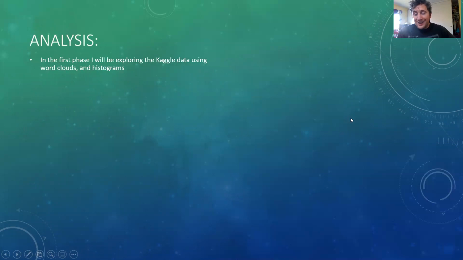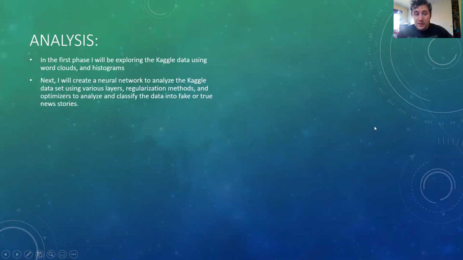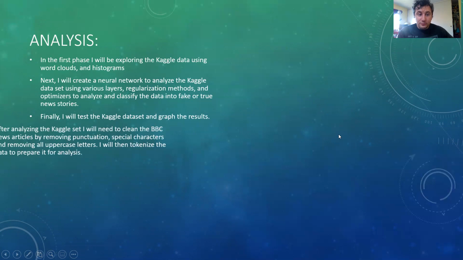In order to analyze the data, I'm going to be taking the Kaggle data set and first exploring the data using word clouds, histograms, and other kinds of graphs. I'll then be creating a neural network using Keras with various layers, regularization methods, and optimizers to run the data through. And then I'll be graphing my results, possibly using a ROC curve as well, just to see what the area under the curve looks like.